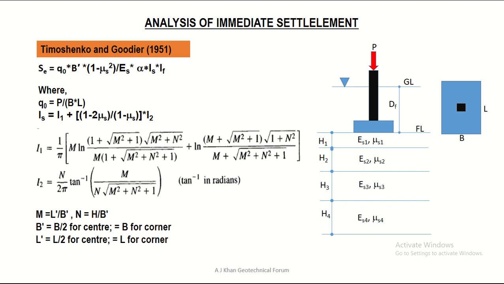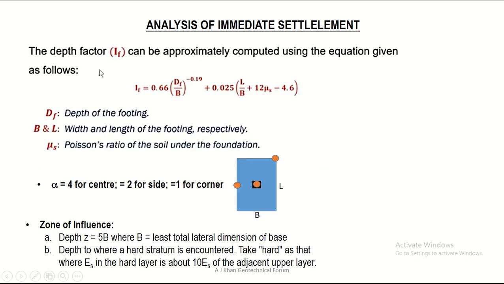And the next one is IF, which is the depth factor. Although it is called depth factor, the subscript here is F because it was first developed by Fox. So IF is a depth factor which was proposed by Fox, and that was a complex differential equation. But IF is actually a function of the depth of foundation, which is here, and also the geometry, the least dimension of the footing, the long dimension and the short dimension of the footing, and also the Poisson's ratio of the subsoil layers. Okay, so this can be approximated.